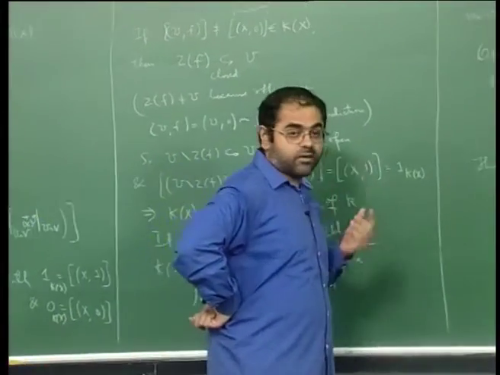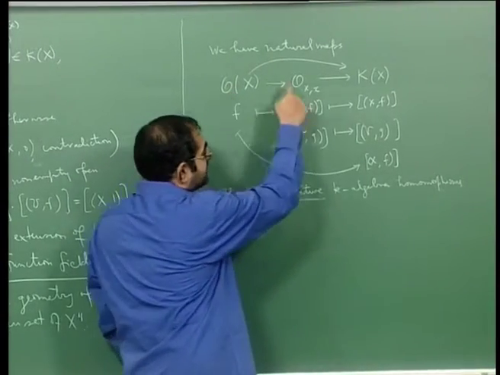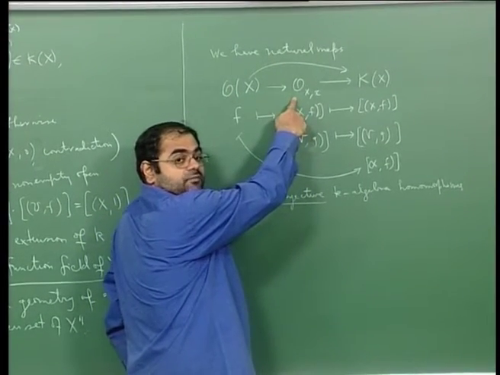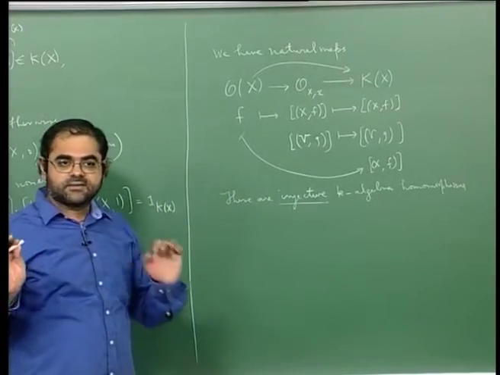So the moral of the story is both these ring homomorphisms have 0 kernel, so they are injective ring homomorphisms. And what is the moral of the story? The beautiful thing is that regular functions sit inside the local rings, and the local rings sit inside the function field.